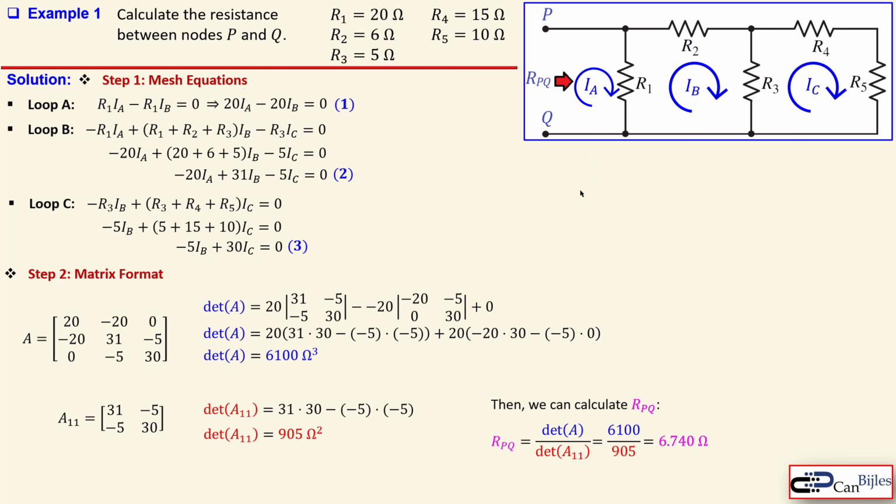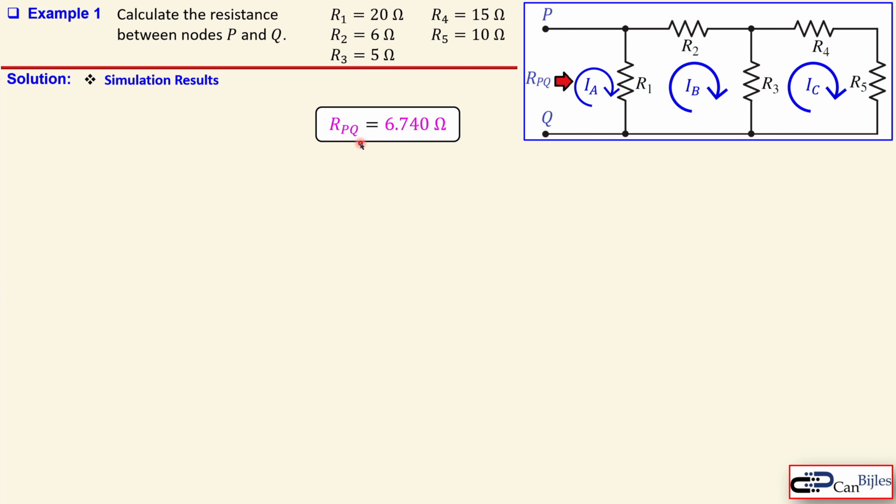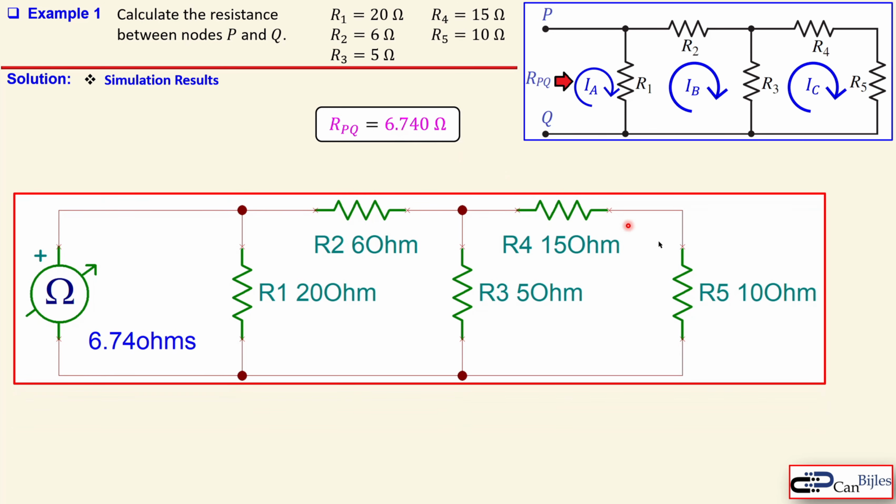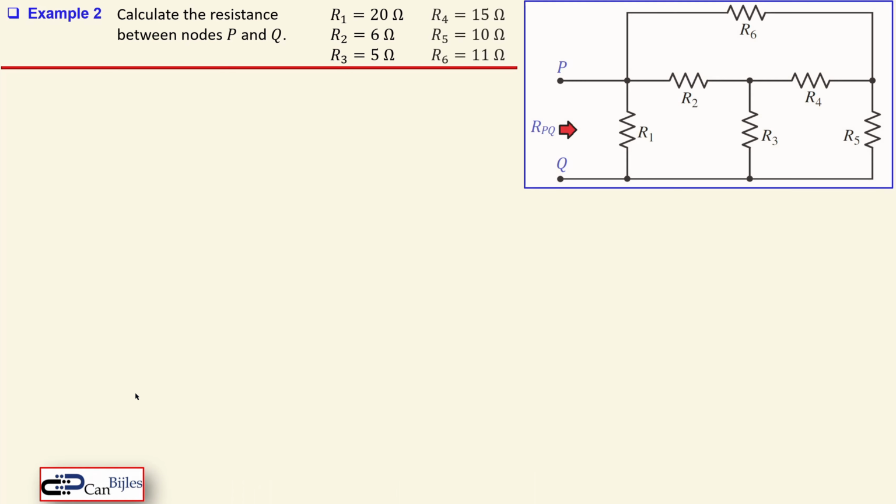But let's now verify these in the simulation results, because we had this 6.74 ohms. This is another simulator. You see the values, 10 ohms, 15, 5, 6 ohms, and 20 for the resistors. You see in this case that the ohm meter is indeed measuring 6.74 ohms, so that is now checked. This is our first example. Let's now move on to the second example, which is more complicated.